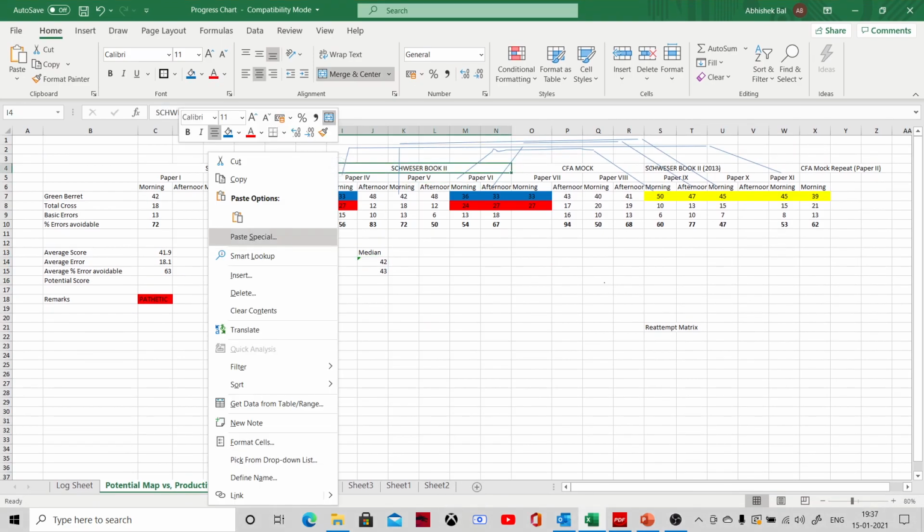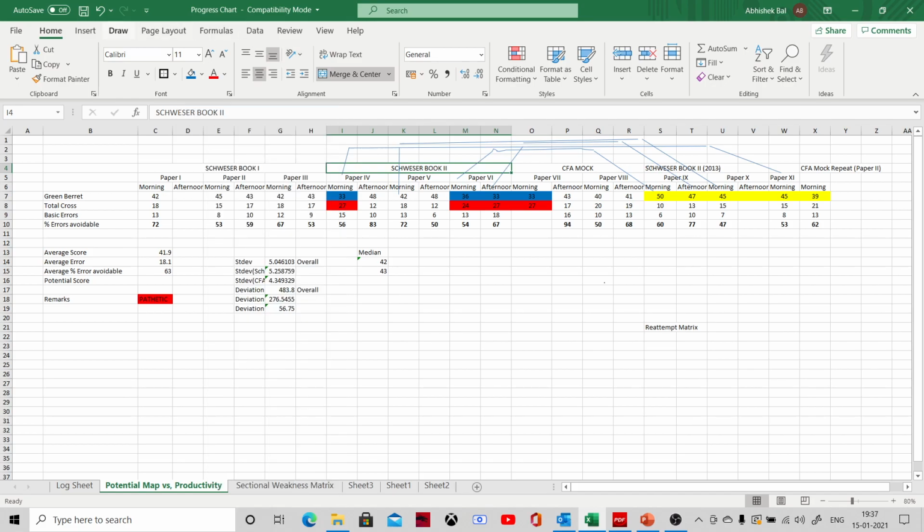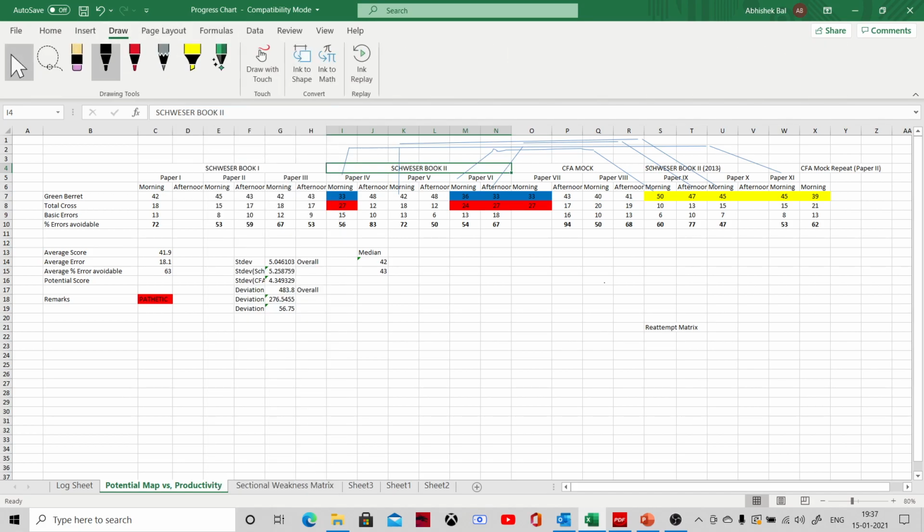So if you see this paper 4, I have taken this, and this actually leads to here. So what was done is that the same paper I have re-attempted here. So look at the difference. I scored 33 in my first attempt, and I scored 45, which is 75%, in my second attempt.